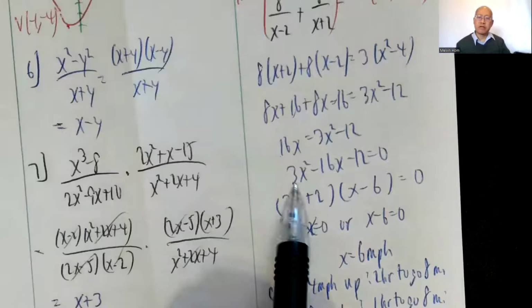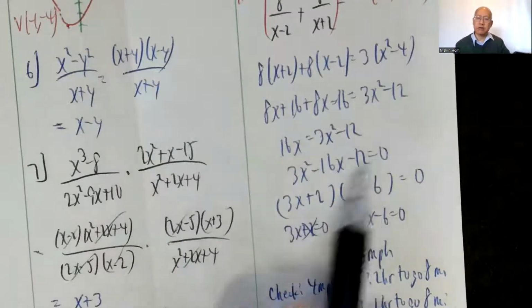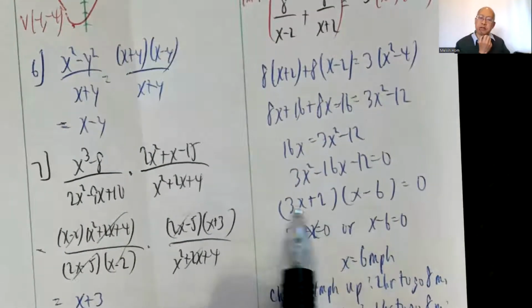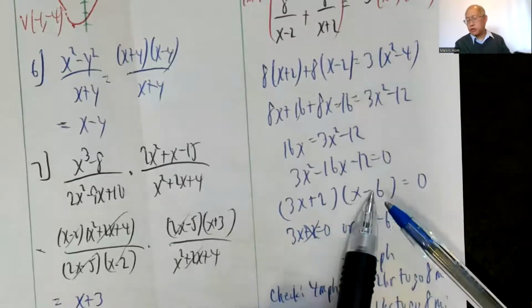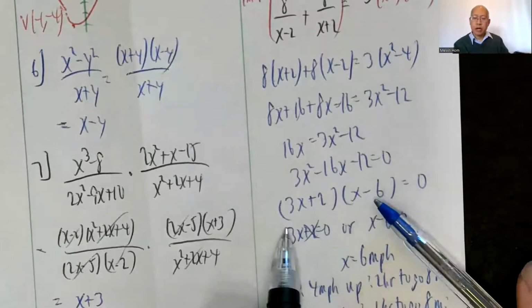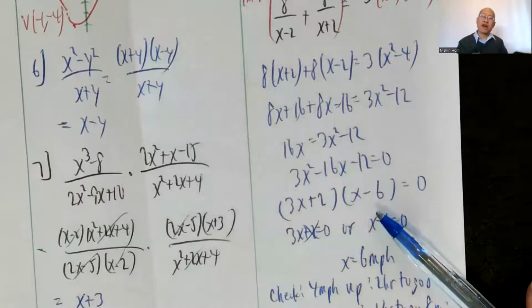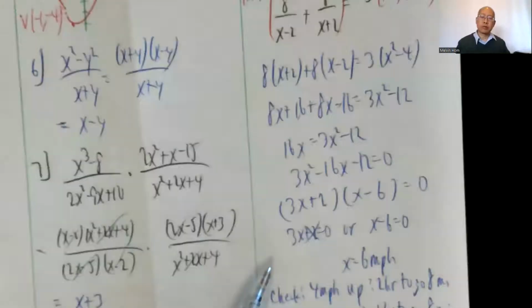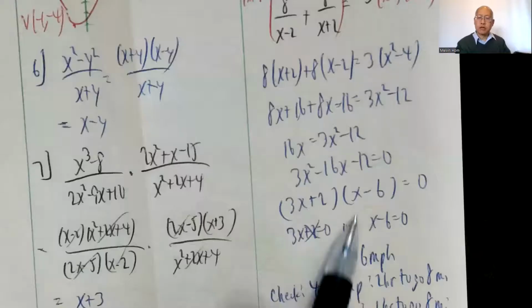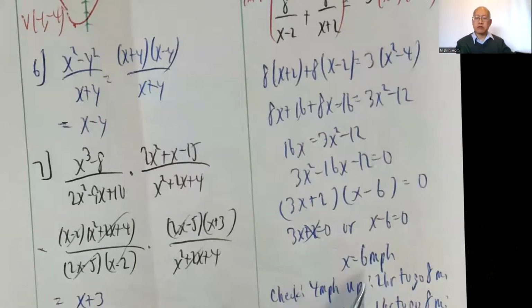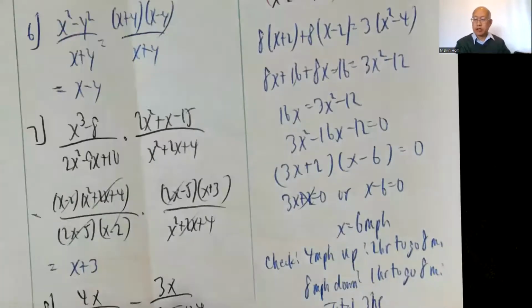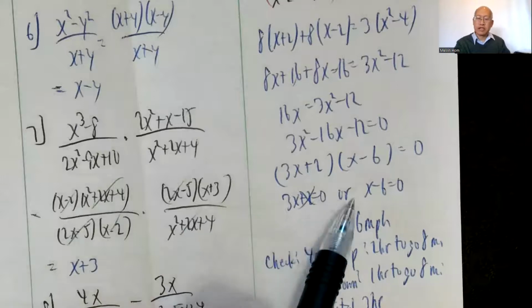Subtract 16x, I have 3x squared minus 16x minus 12 is 0. That factors into 3x plus 2 times x minus 6 equals 0. You can also use the quadratic formula. I can throw this out. That's going to give me a negative value, but in this kind of word problem, the answers are all going to be positive. So ignore that. So x minus 6 is 0. So the answer is x is 6 miles an hour. So the speed of the boat in still water is 6 miles an hour.